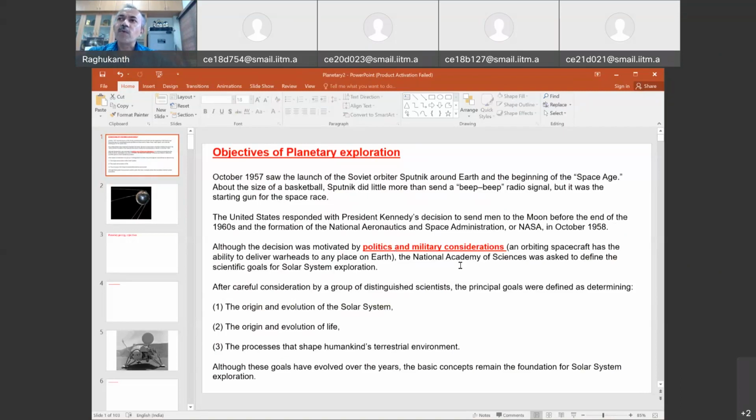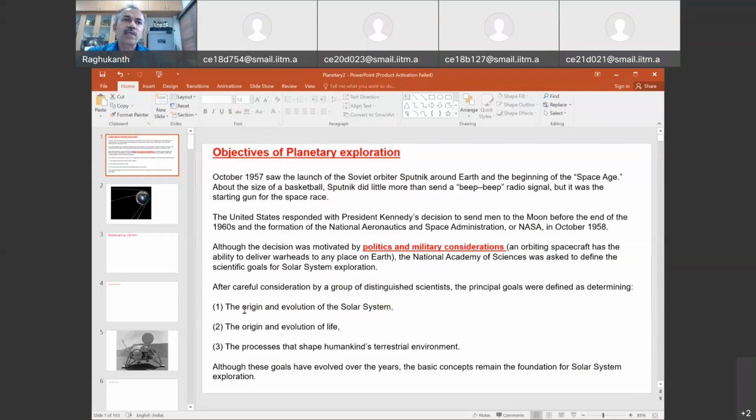Once politics and military considerations were fine, in the US there is what they call the National Academy of Sciences. Like in India we have the Indian Academy of Sciences, it consists of all eminent scientists in the country. The National Academy of Sciences was asked by the US government to define the scientific goals. Politics and military is fine, but what are the scientific goals of solar system exploration?